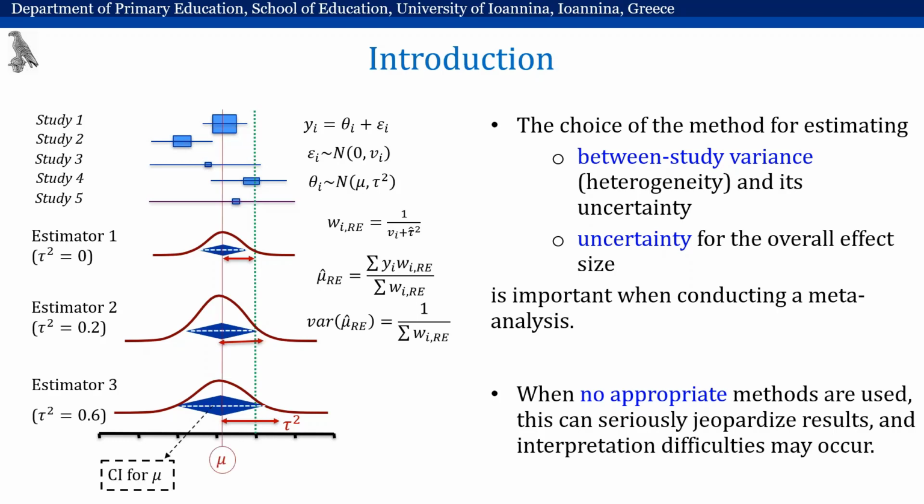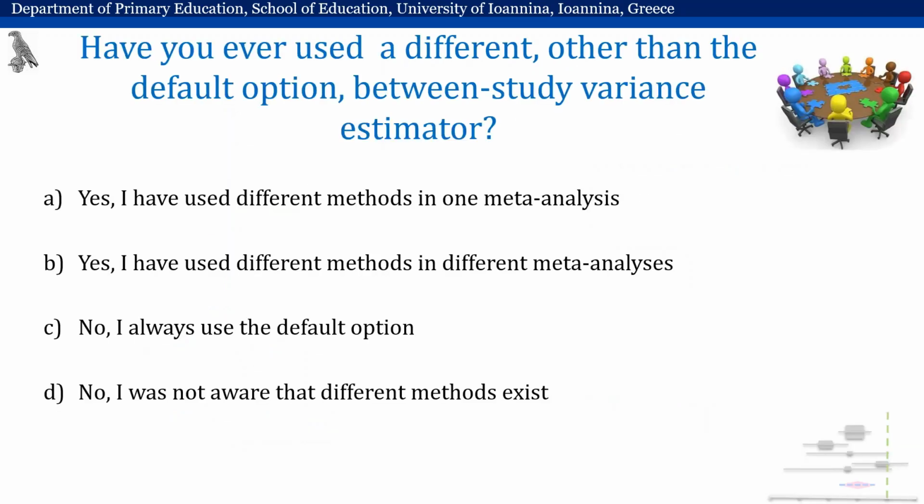Similarly, the method to estimate uncertainty around the overall effect size may impact its interpretation. Therefore, in the meta-analysis, the choice of the method to estimate the between study variance and the confidence interval for the overall effect size is important, especially when inappropriate methods are being used, such as imprecise or biased methods, which may jeopardize the meta-analysis findings and their interpretation.